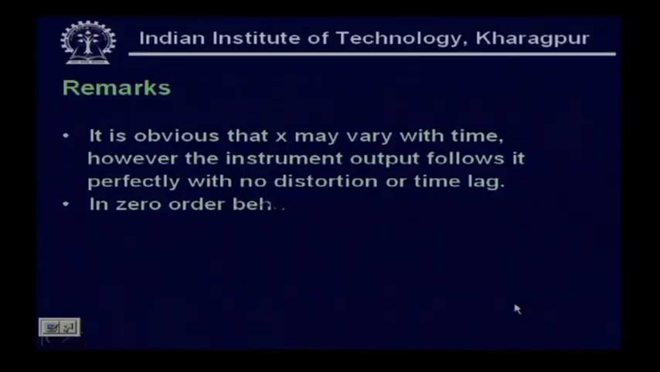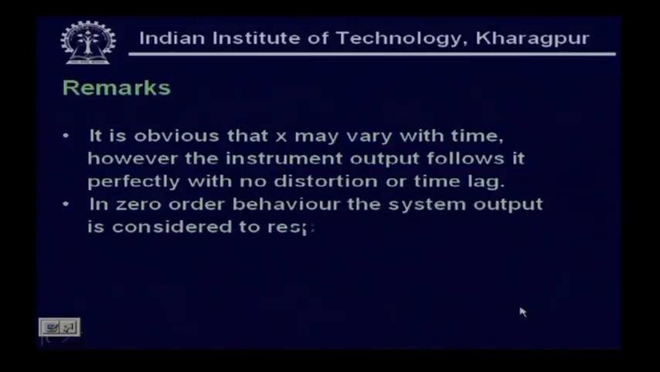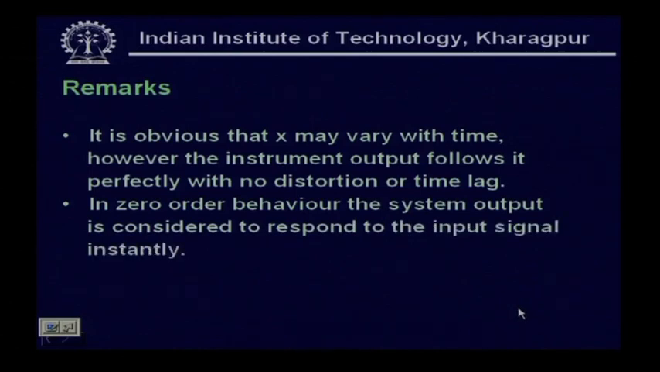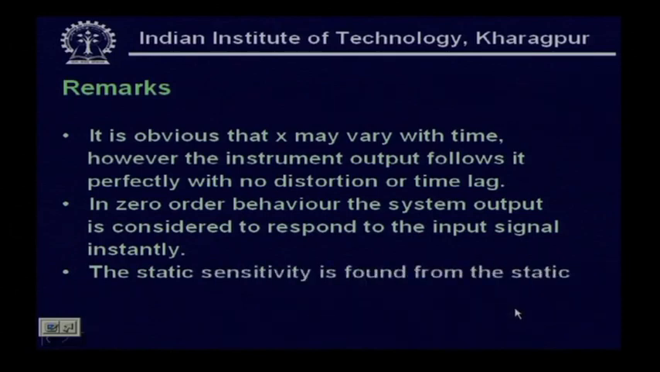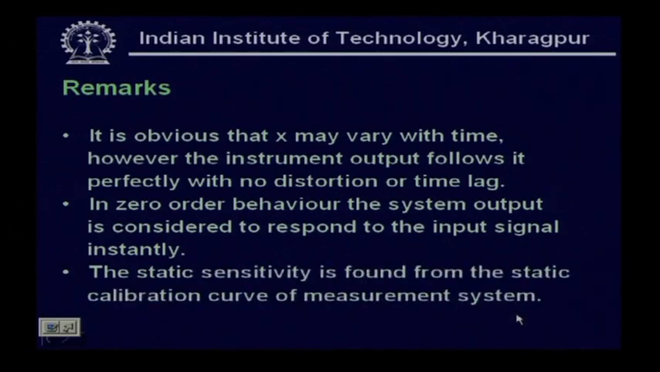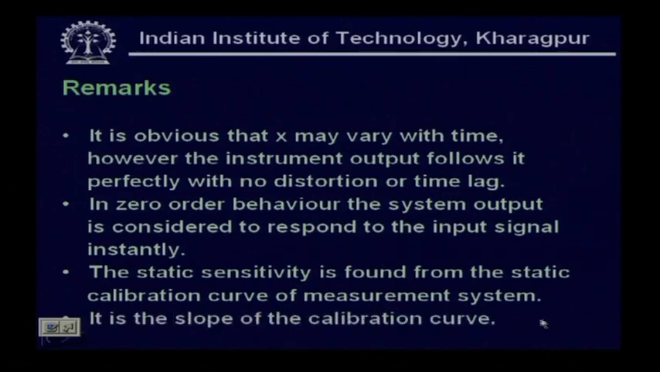It does not matter what the input is, it might be step input, ramp input, or sinusoidal input. Immediately it will appear at the output without any lag, without any phase change. So, that means it is a zero order instrument. Now, in zero order behavior, the system output is considered to respond to the input signal instantly. The static sensitivity is found from the static calibration curve of the measurement system. It is the slope of the calibration curve.